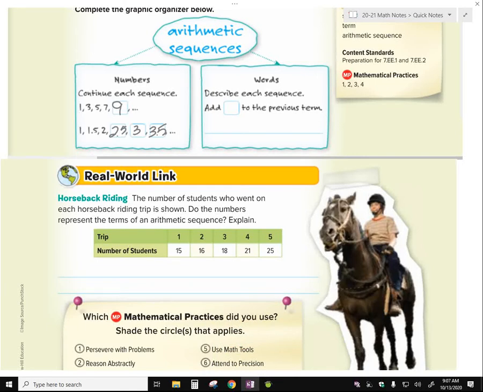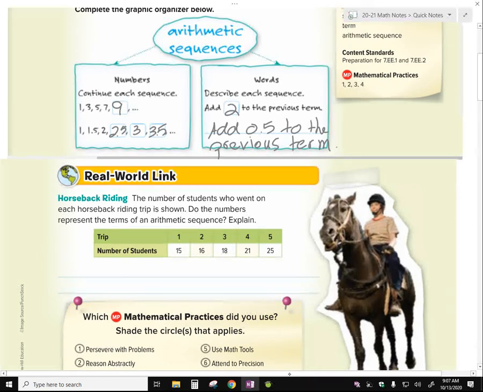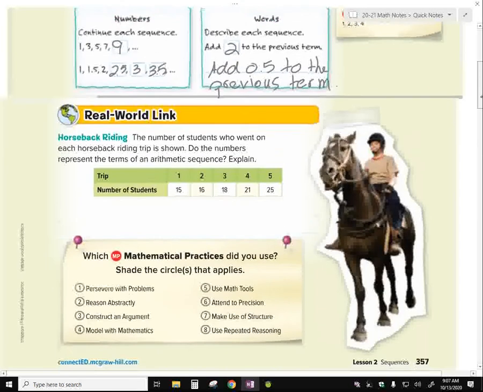Describe each sequence. Add 2 to the previous term for this one. And then add 0.5 to the previous term. Ooh, previous term. And that's what we're going to be writing on our homework. It's going to be add that to the previous term, and then eventually we're going to be doing more in the series or sequence. The homework that you guys are going to be doing on McGraw-Hill tomorrow is going to be graded wrong. I have to manually grade it, but that's what I expect you guys to have. Add 0.5 to the previous sequence or previous term.